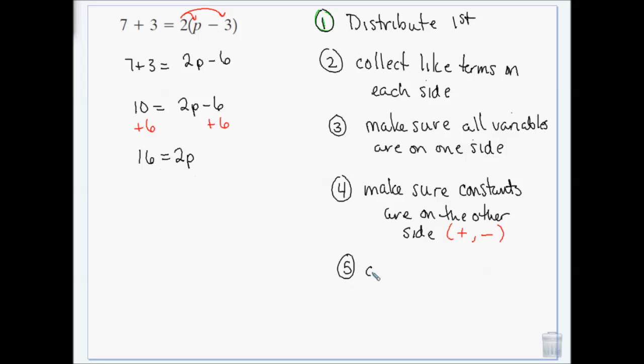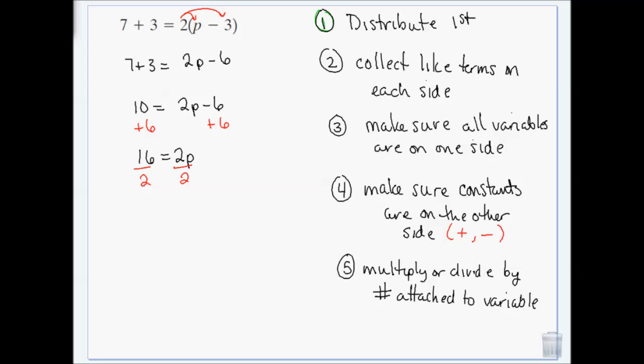And then I'm going to multiply or divide. And I'm saying the number attached because in this case it's a coefficient, so I could say divide by the coefficient, but then if it was like p over 2, that's not actually a coefficient because p is being divided, but it's still attached. So here I'm going to divide both sides by 2. And I have 8 equals p.